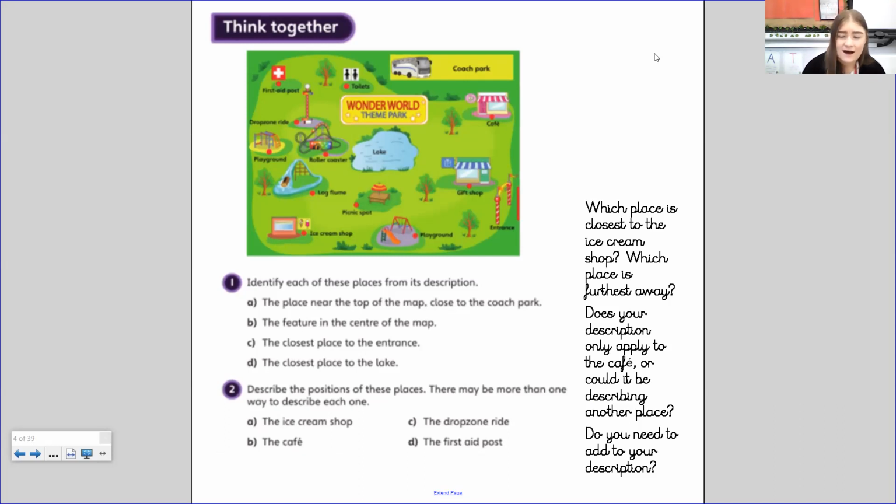Oh, it's very tricky. I would say maybe the picnic spot, but also the log flume. So if we combined it, I know, because if we said it's near to the picnic spot and the log flume, it might be the lake.